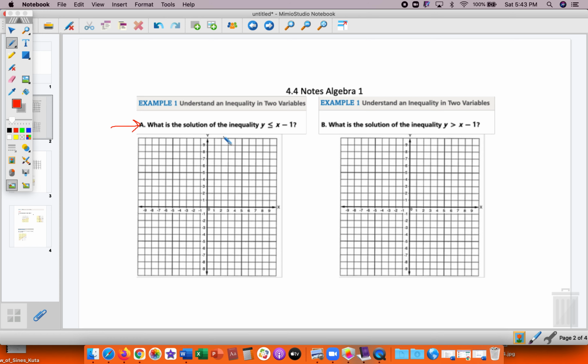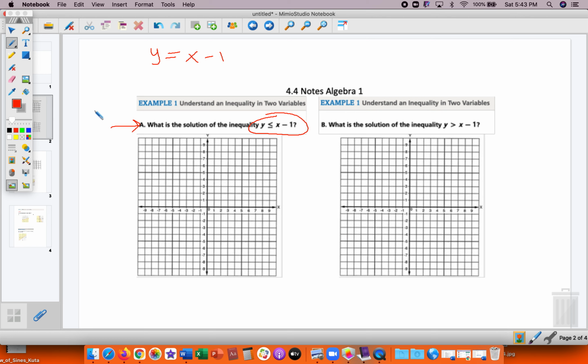When we're asked to find a solution of an inequality, like this one, we're trying to find all of the ordered pairs that make true statements, right? Let's pretend that we had to draw the line y equals x minus 1. Let's pretend we didn't see that inequality symbol.